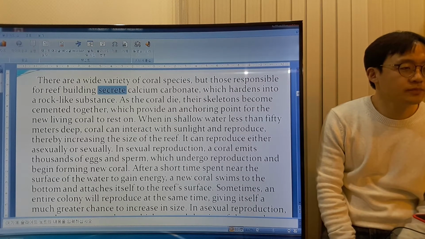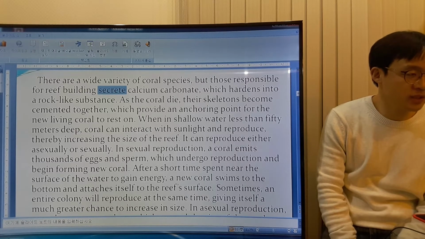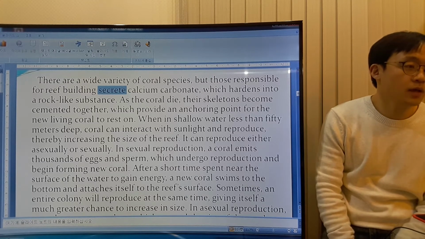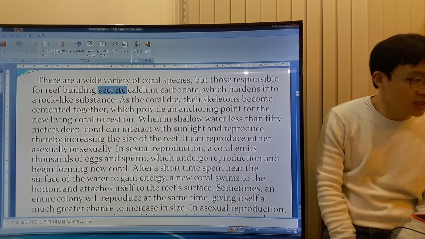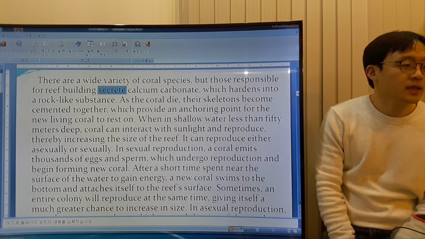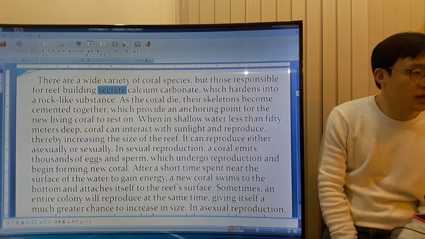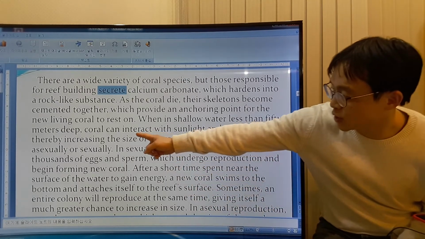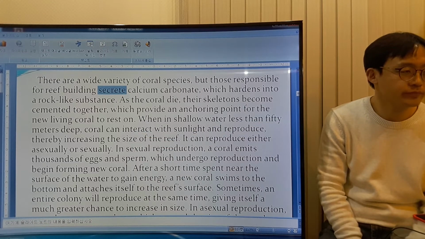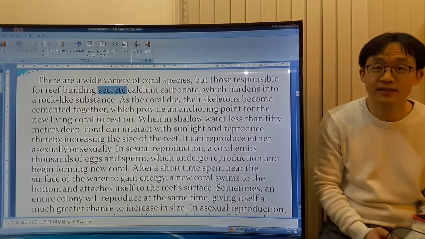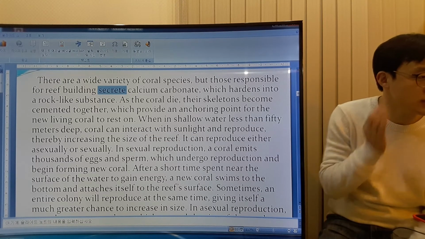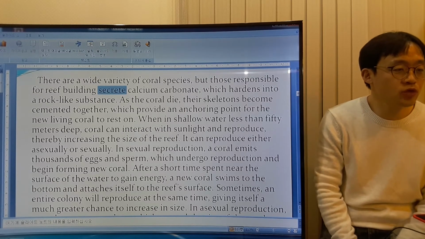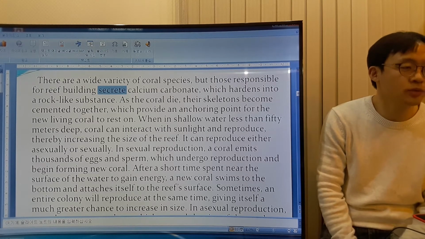When in shallow water, less than 50 meters deep, coral can interact with sunlight and make their young, and so they increase the size of the reef. Inter has the meaning of between, right? Act between. Thereby means by that, so it's the same meaning as so. So it increases, okay?